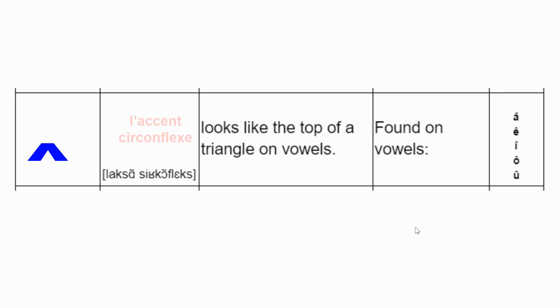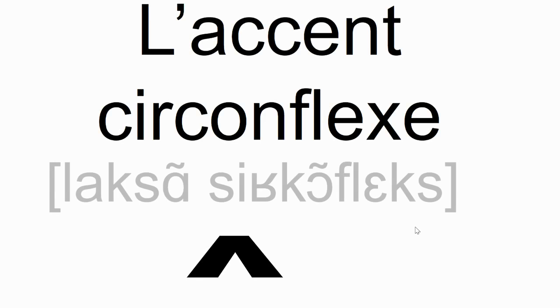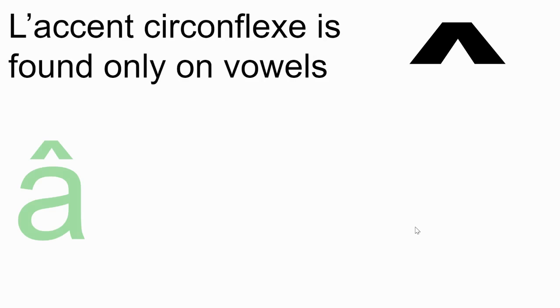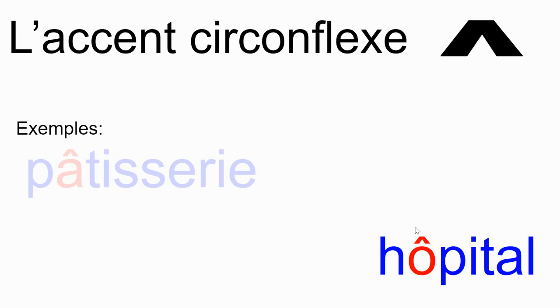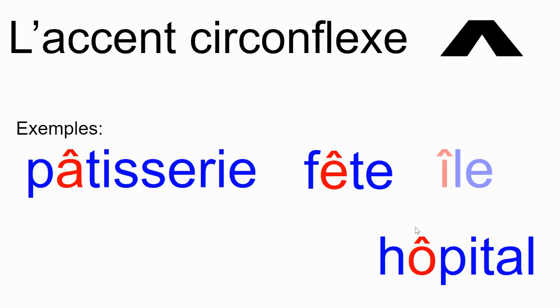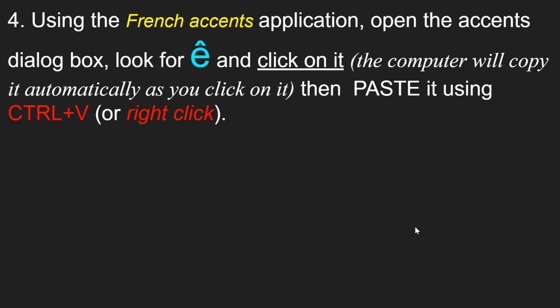All right. L'accent circonflexe is like the top of a triangle. It's found on vowels. L'accent circonflexe looks like this. It's actually a full triangle, but the font does that sometimes on my computer. We have examples: pâtisserie, fête, île, Jérôme, août, hôpital. Now it's your turn to click the lowercase letter E, accent circonflexe.